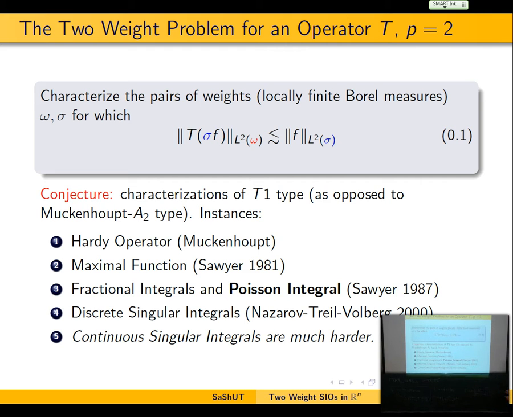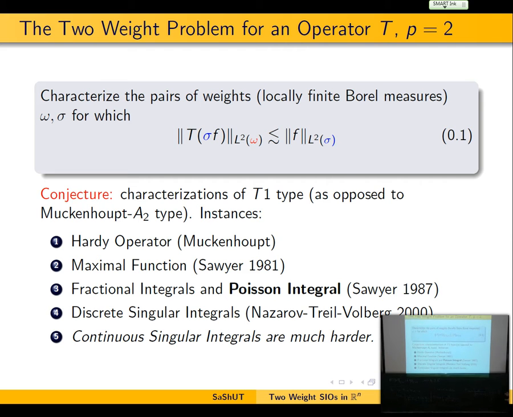So the difficulty with the two-weight Muckenhoupt type conditions is that so far they have produced very sharp sufficient conditions for boundedness, but they are not necessary and sufficient. The advantage is it's easier to check, and it's also independent of the operator. So another approach is the approach we are taking here.